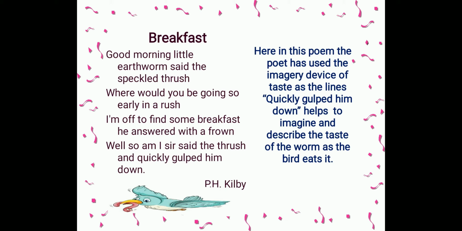So here we can see that the poet made use of the sense of taste because of the line quickly gulped him down. This particular line helps you to imagine the sense of taste as the bird eats the worm. So now the imagery device used here in this poem is the sense of taste.